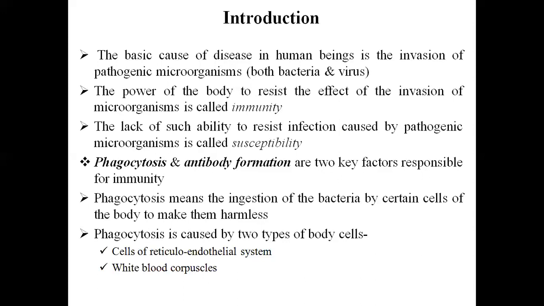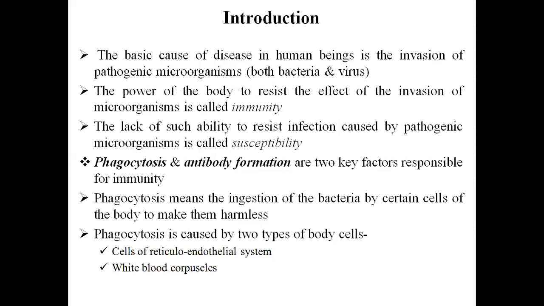Now, generally, if we consider majorly, there are more or less two factors responsible for producing immunity in human beings. One is phagocytosis and the other one is antibody formation. These two are the key factors responsible for immunity in human beings. Now, first of all, today we are going to discuss phagocytosis.